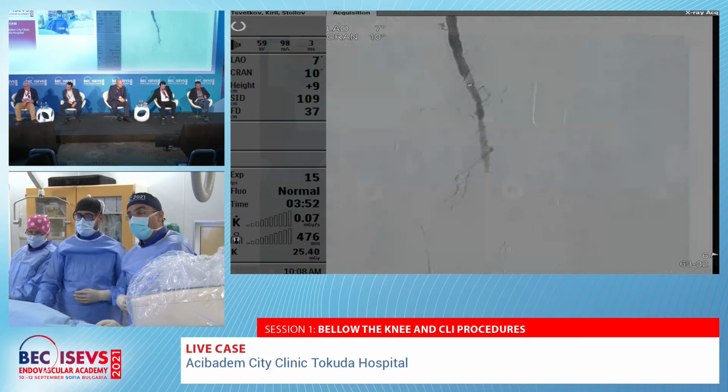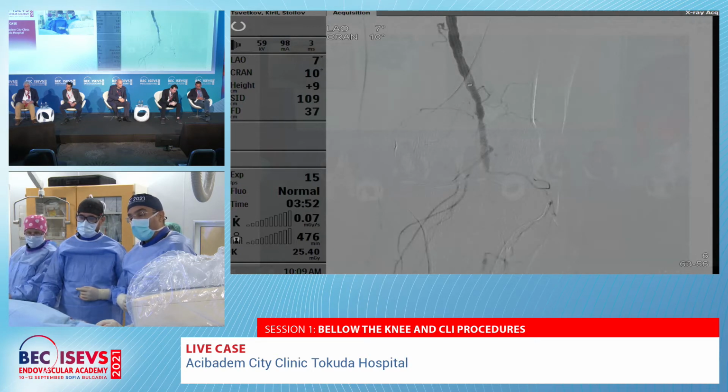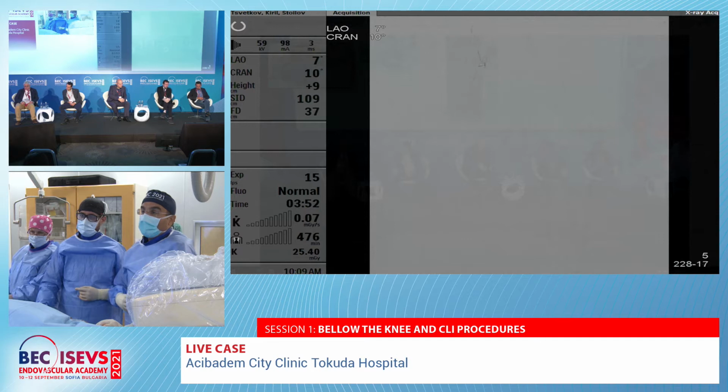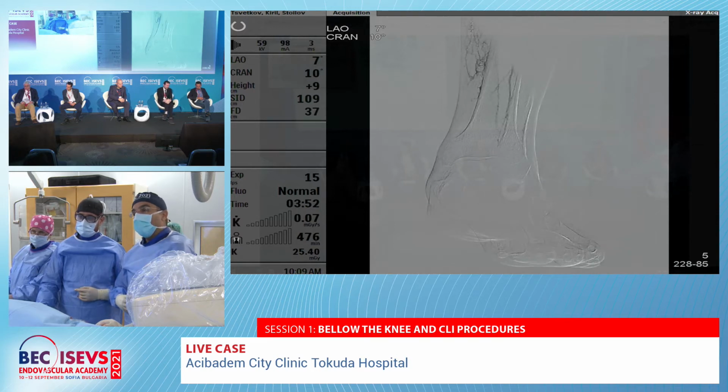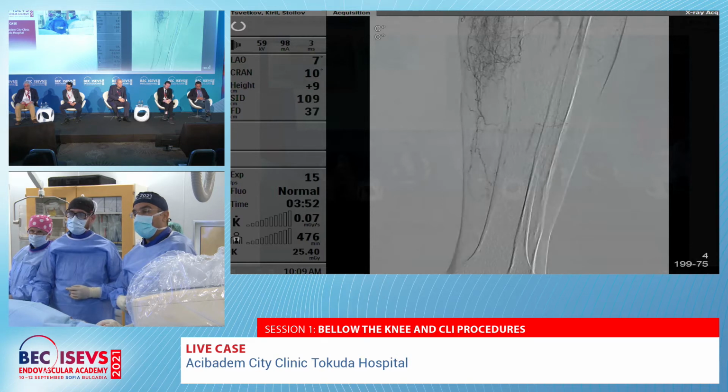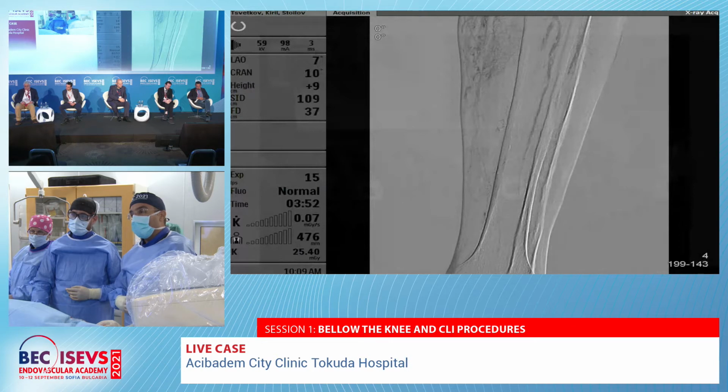You see the occlusion at the level of the tissue segment. There are some few collaterals. Then we have a patent tibiofibular trunk with a patent origin for the anterior tibial artery. Then we have some collaterals. Can we go one back? Here you are. Okay. So you see some good collaterals that provide blood into the fibular artery. The fibular artery has a high-grade stenosis.